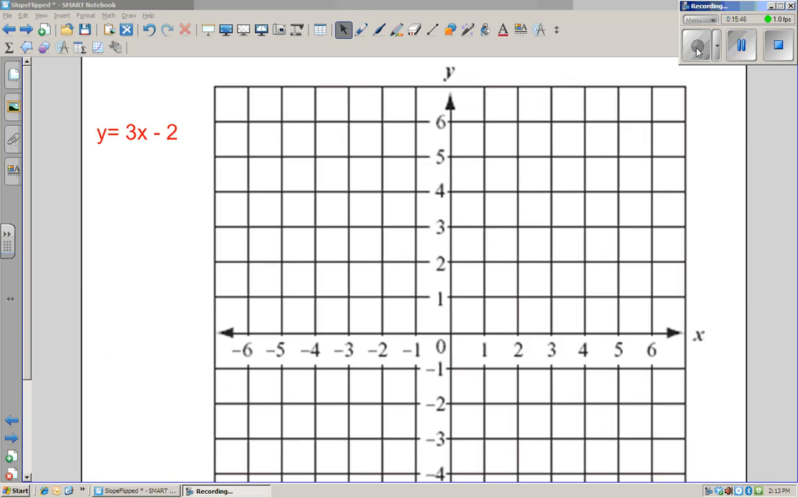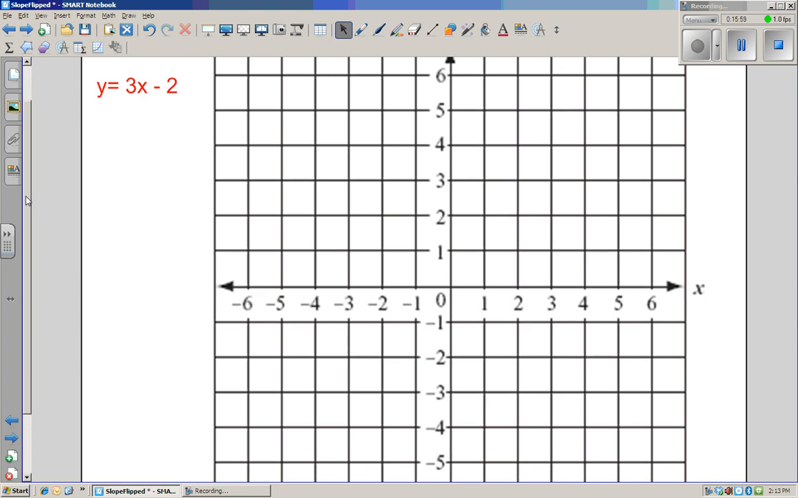Our final piece of this review in order to do well on the quiz is to learn how to, given a linear equation, create a graph. My equation is on the left, y equals 3x minus 2. Whenever we're graphing, always, always, always start at the y-intercept. Always. That means start with what is not attached to x. You'll notice what is not attached to x is negative 2.